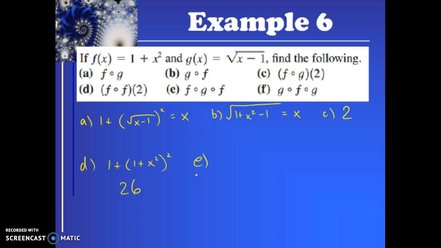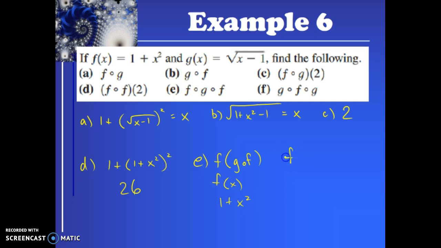E is getting a little wilder. For E, I'm going to do f of g of f of x. I'm writing it in this order because g of f I already did before in part B. In part B, I realized that g of f was just regular old x. So this is a really complicated way of just saying regular f of x. Regular f of x is 1 plus x squared, and that's my answer.